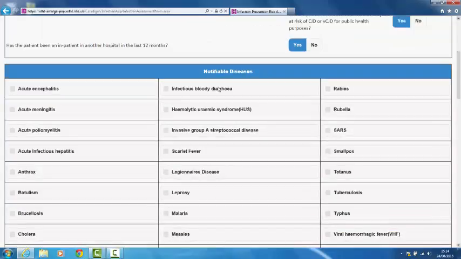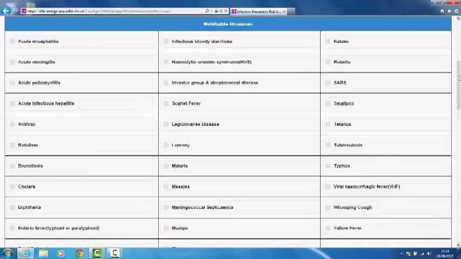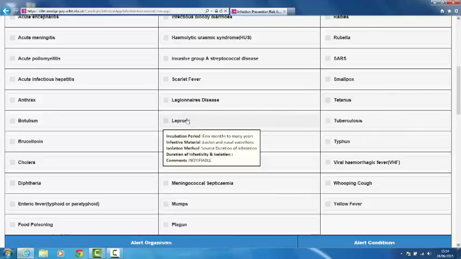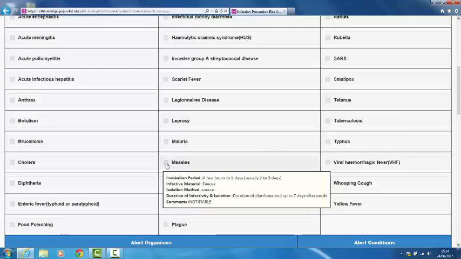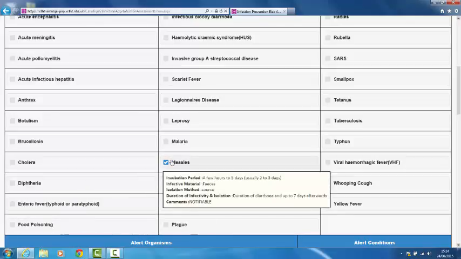The next part of the document requires you to complete if your patient has a notifiable disease or is suspected of having a notifiable disease, as detailed below. If your patient has any of these conditions or suspected conditions, you would tick appropriately. So if our patient had measles, you would tick the measles box. A hover down box appears, which gives additional information.